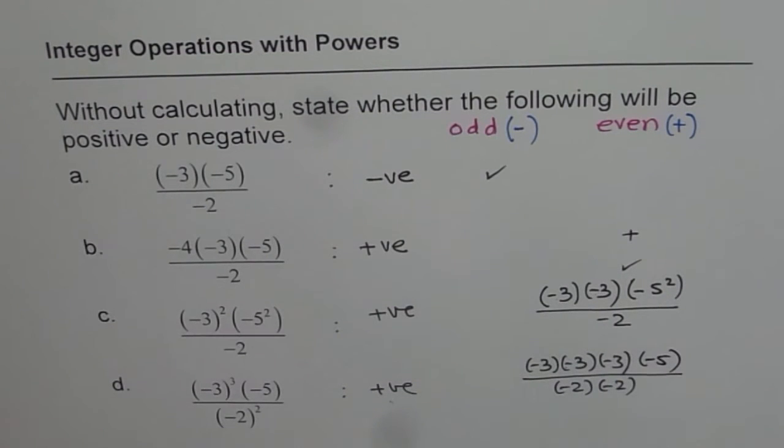So that is how you should do integer operations. Whenever you are multiplying or dividing, just count the number of negative signs. If they are even, write positive. If odd, then negative. That's it.